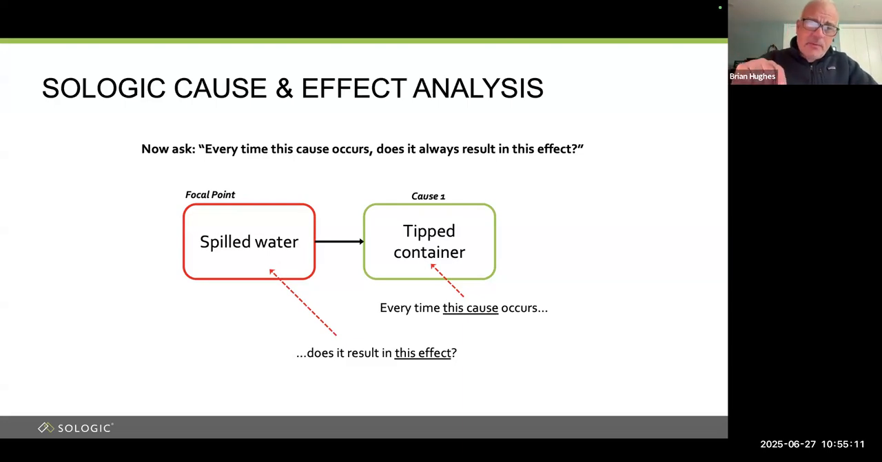This is 100% process. So if we were to go back to my slide on process, now I've dialed the process way the heck up, right? I've got it totally dialed up. Process is, in this case, identify the focal point, ask why, and then ask every time that cause occurs, does it always result in the effect? In this case, the spilled water.